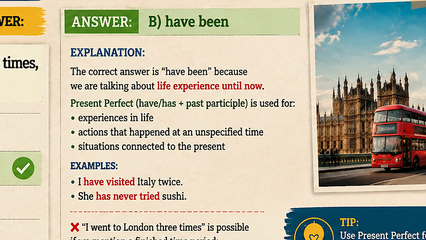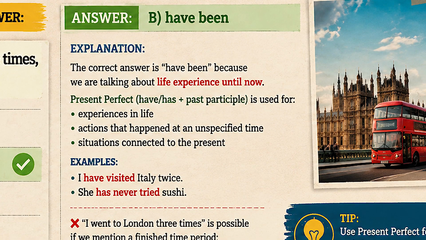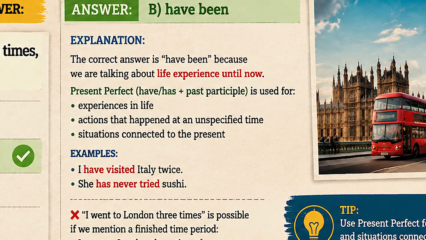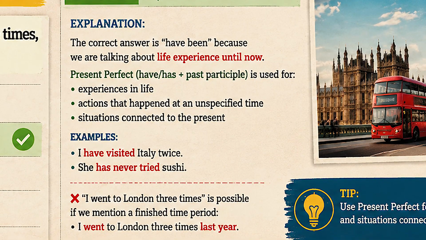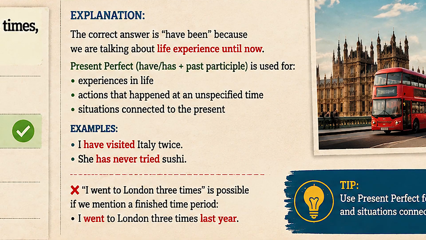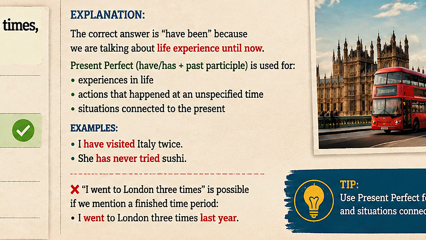Let's say you say I have visited Italy in 1990s. It's incorrect, right? I have visited Italy twice. This means that at some point in my life, I don't want to mention when, and I should not. We don't say exactly when those visits happened. As I mentioned earlier, the important thing is the experience. You just want to focus on your experience, not the time it occurred.